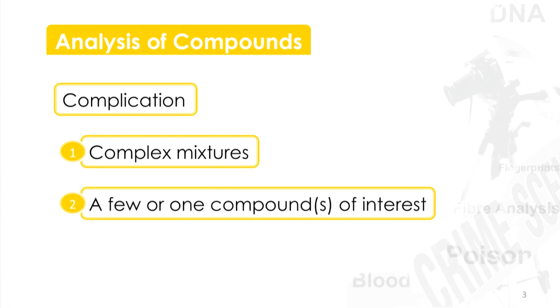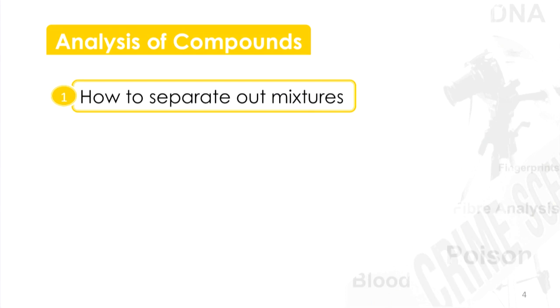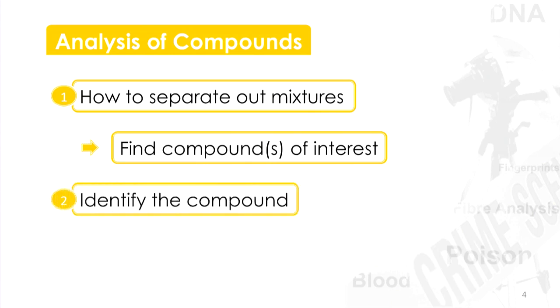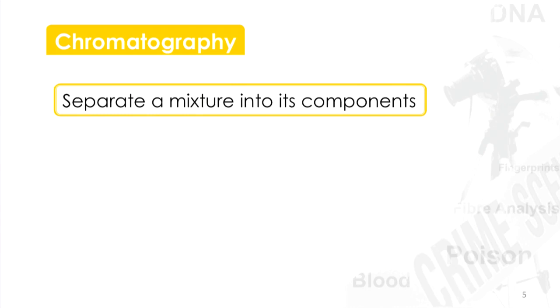So when we're talking about the analysis of compounds, there's really two different things that we have to talk about. The first thing is how to separate out this mixture so we can find within it the compound or compounds of interest. Only when that has been done, we then have to identify the compound and find what it is. The main method that we use for separating a mixture into its different components is chromatography.